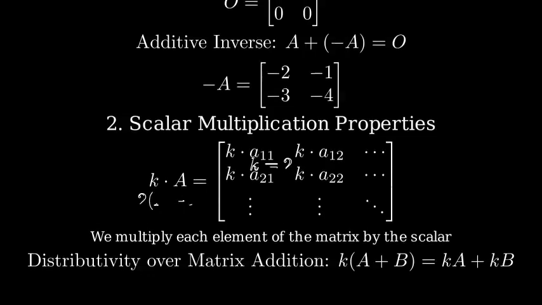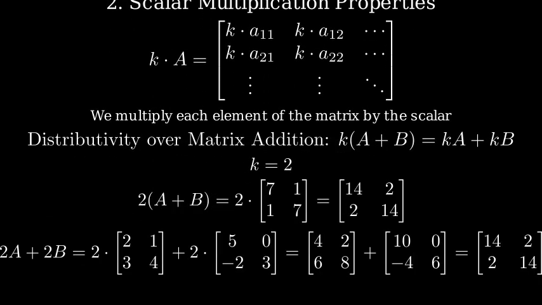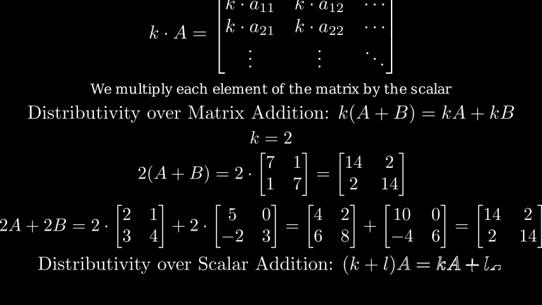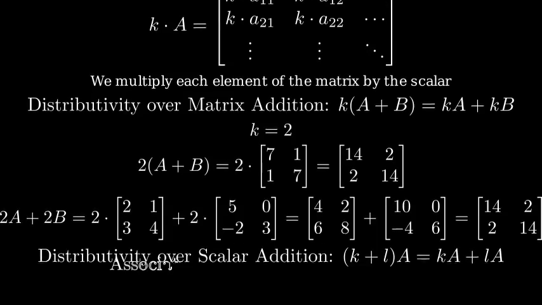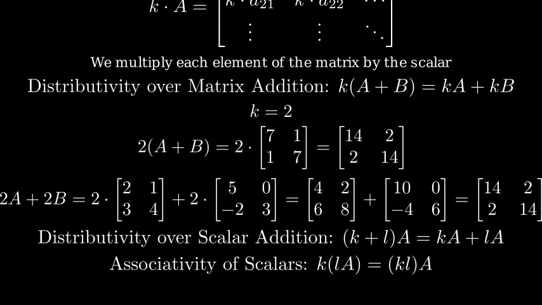2 times B. We also have distributivity over scalar addition, which means that the sum of scalars k plus L times A equals k times A plus L times A. Next is associativity of scalars, which states that k times (L times A) equals (k times L) times A. Finally, the multiplicative identity property states that 1 times A equals A.